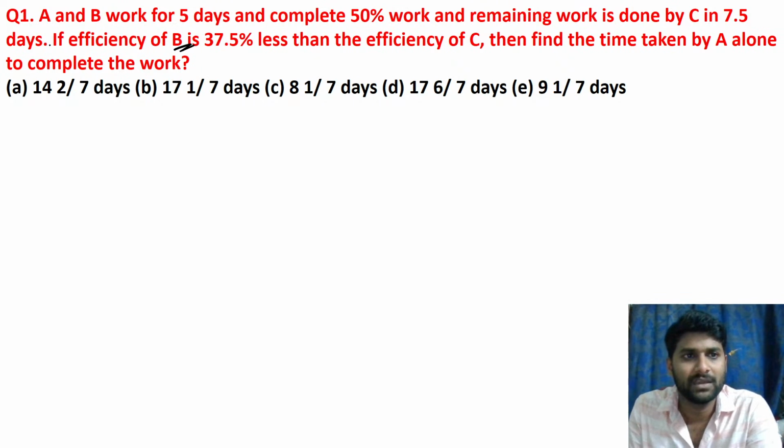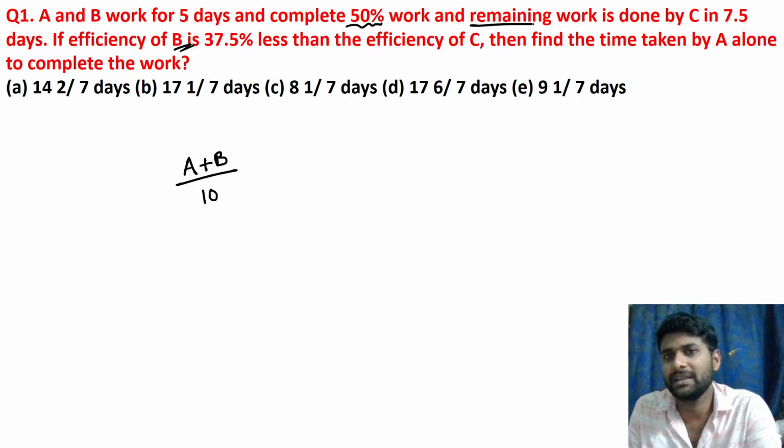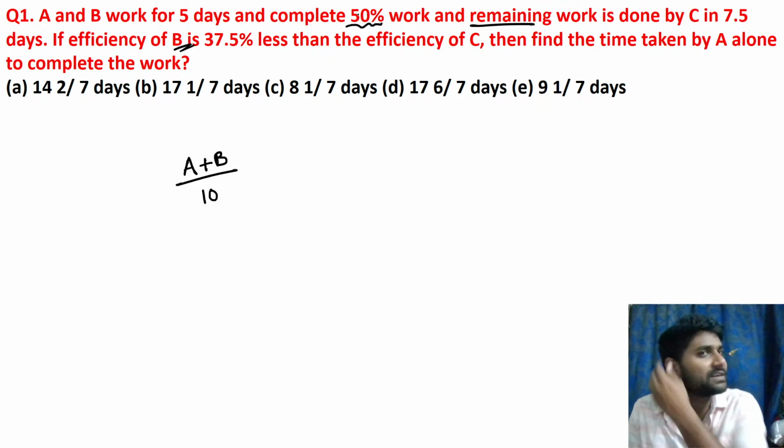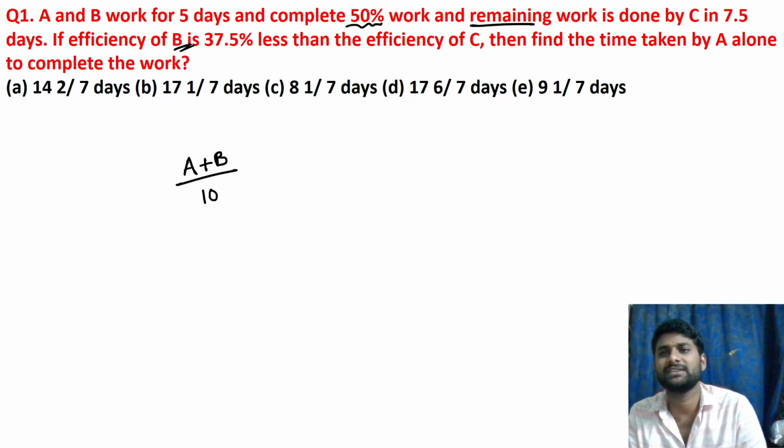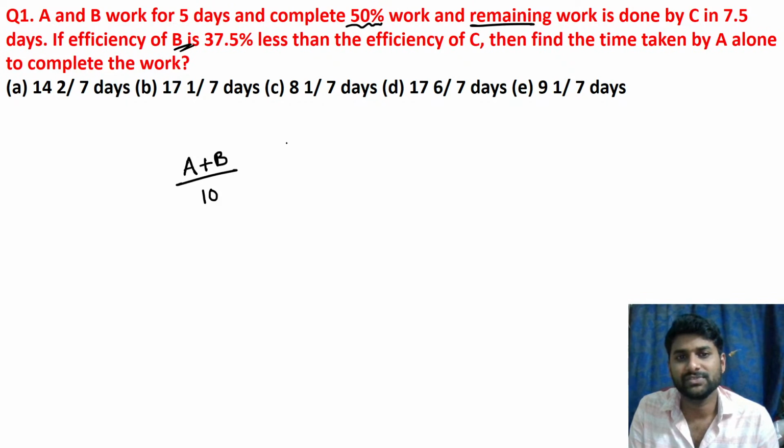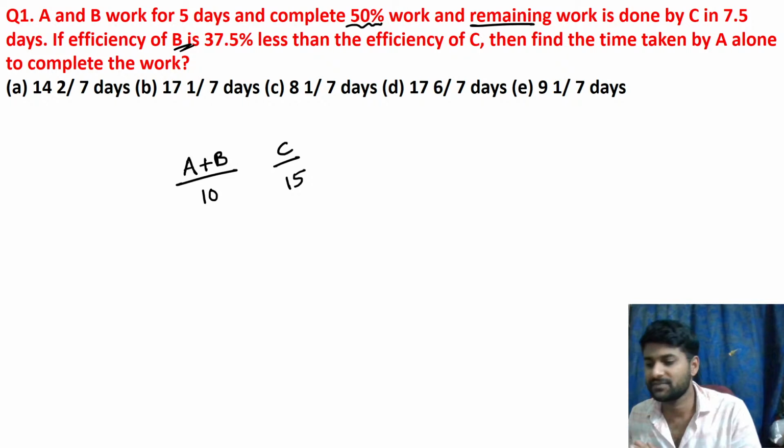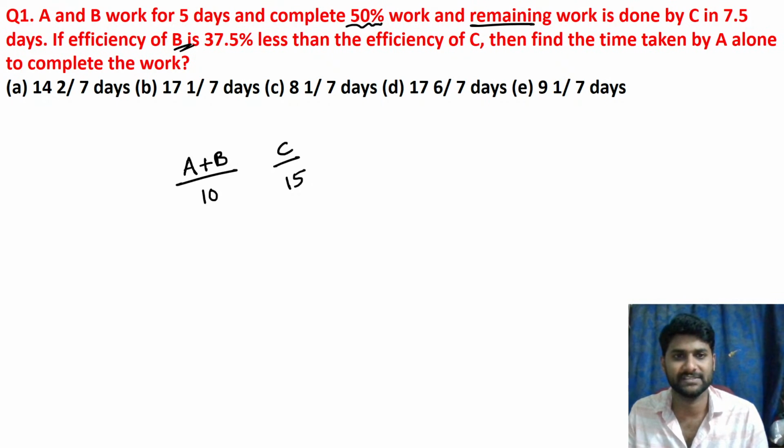See, here first A and B work together, and both the persons completed 50% of the work in 5 days. It means for the entire work both take 10 days. The remaining 50% of the work is done by C in 7.5 days, so C can complete the whole work in 15 days.